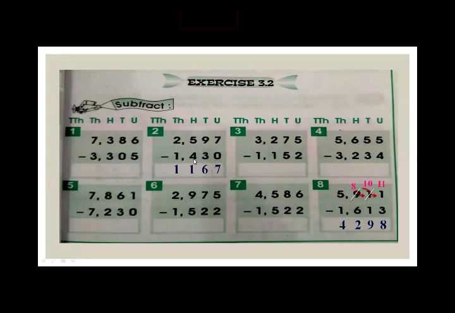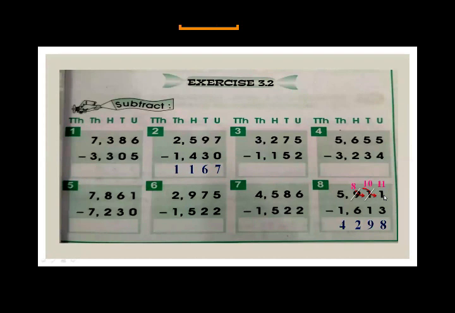5 is in the hundreds place. 5 is also greater than 4. 5 minus 4, 1. And in the 10,000 place, 2 is also greater than 1. So 2 minus 1, 1. Your answer is 1167. Another question, question number 8 is also solved for you.